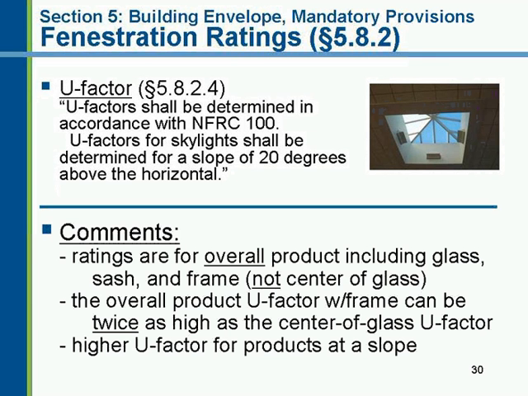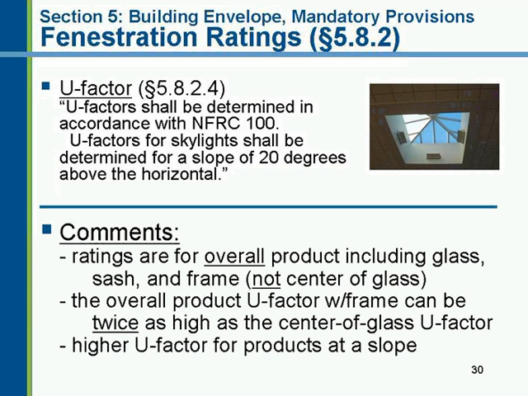In terms of how the ratings are determined, we'll talk about both the U-factor and the solar heat gain coefficient. So for U-factors, the mandatory provision in Section 5.8.2.4 is that the U-factors be determined in accordance with NFRC 100. NFRC is the National Fenestration Rating Council. And also for skylights, that they need to be determined at a slope of 20 degrees above the horizontal, so it's more representative of the actual installation.